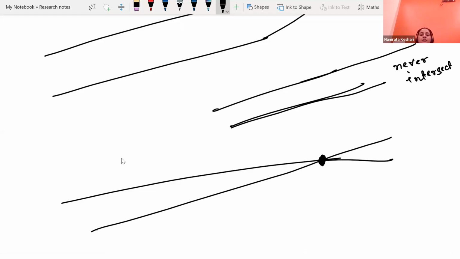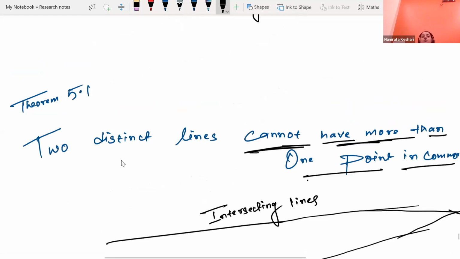So that's what the theorem says. Two distinct lines, that means two different lines, cannot have more than 1 point in common. Max to max, one point it can have.